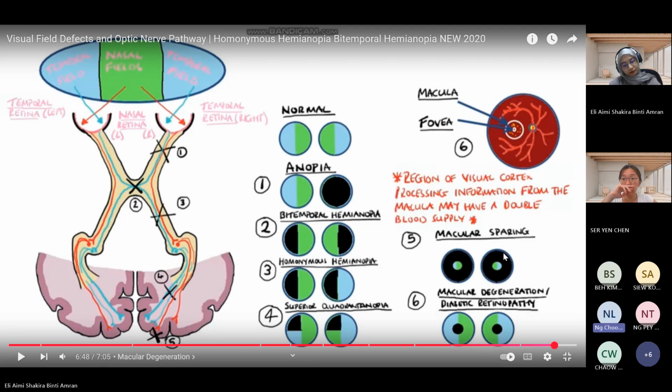Which part of the retina is affected, the pigmentation level? Which layer is mostly affected in diabetic retinopathy? Usually the RPE layer. Macular degeneration is also the RPE layer. Usually it will be happening at the RPE layer.